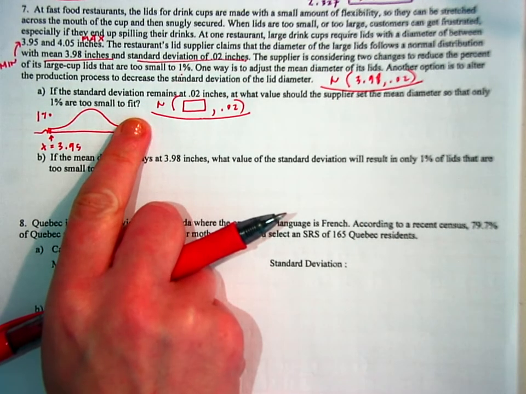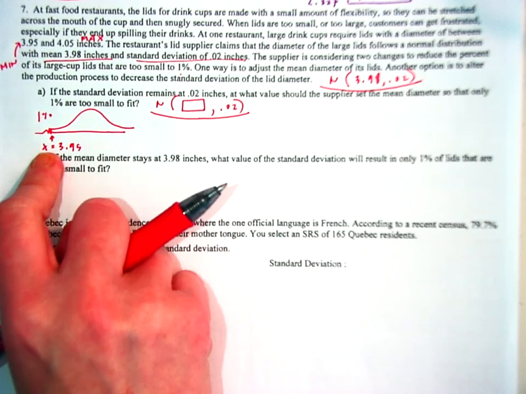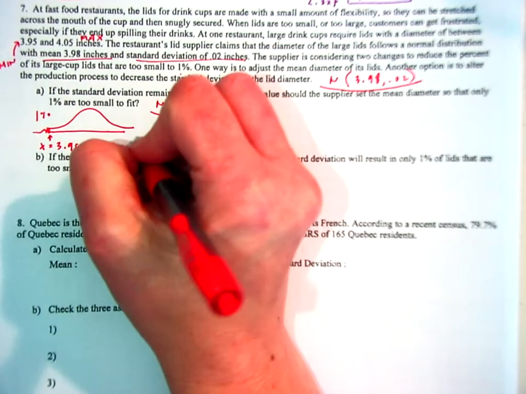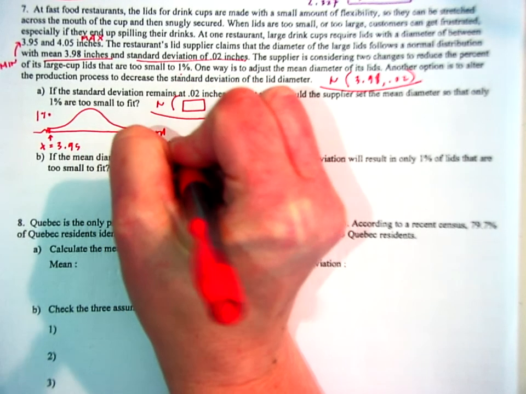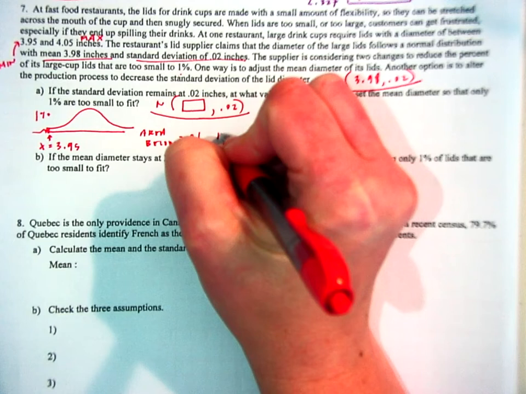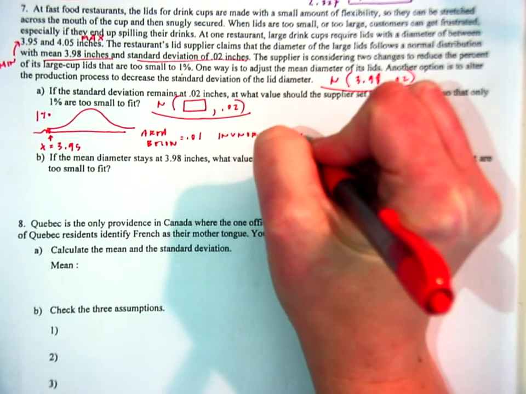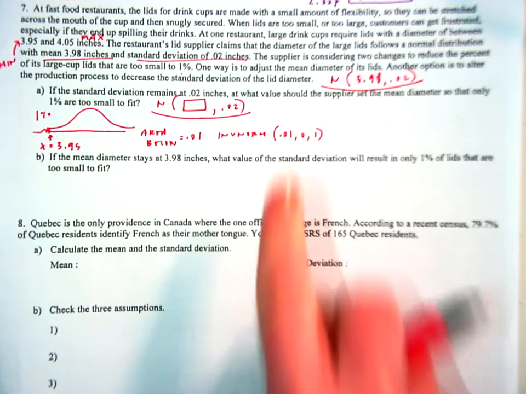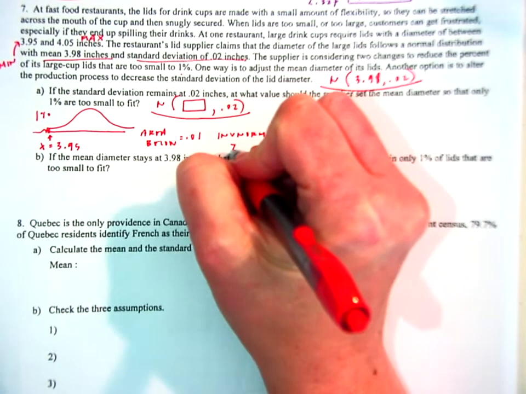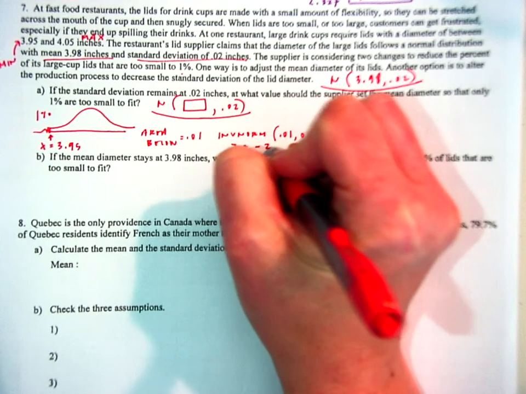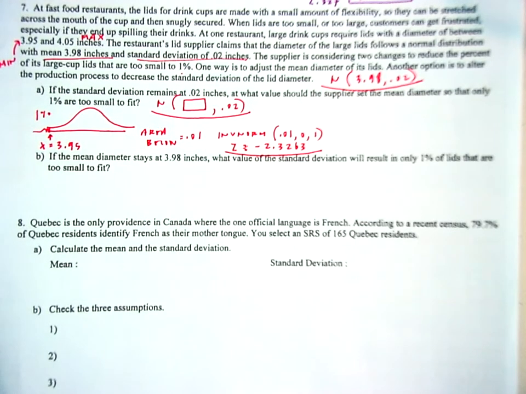So here I can figure out what the z-score is that goes with this proportion below. I'm looking at an area below of 0.01. So I can do inverse norm: proportion below 0.01, mean 0, standard deviation 1. When I plug that in and pump it out, I get negative 2.3263.